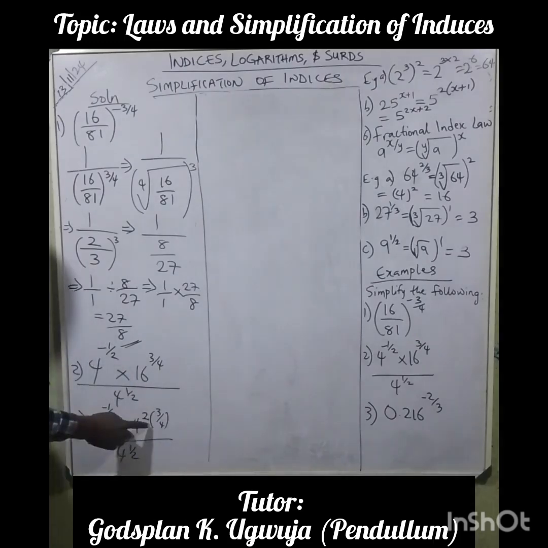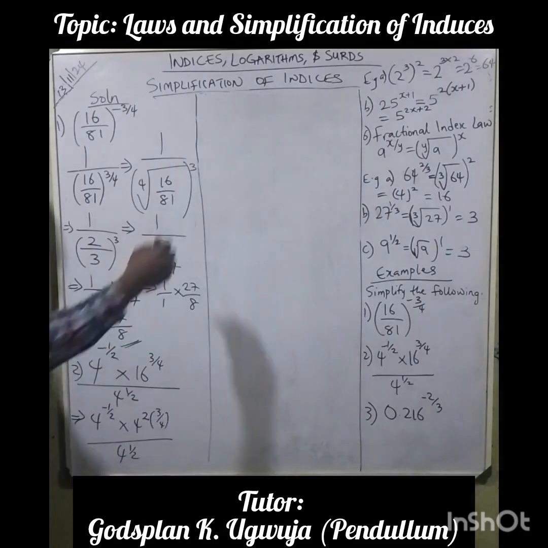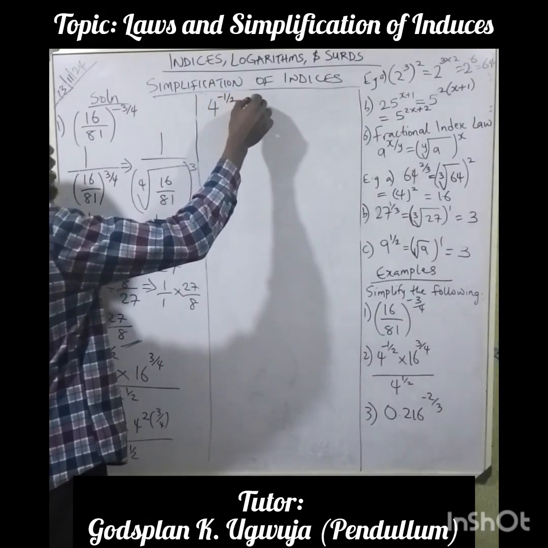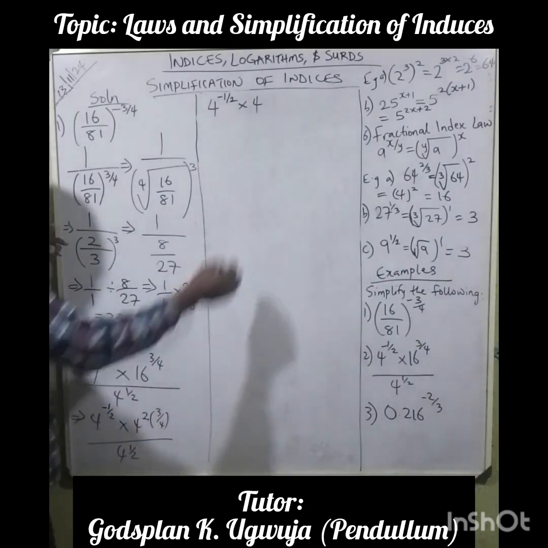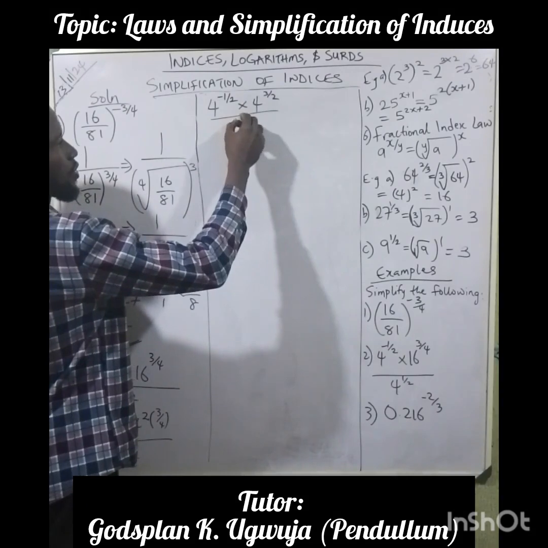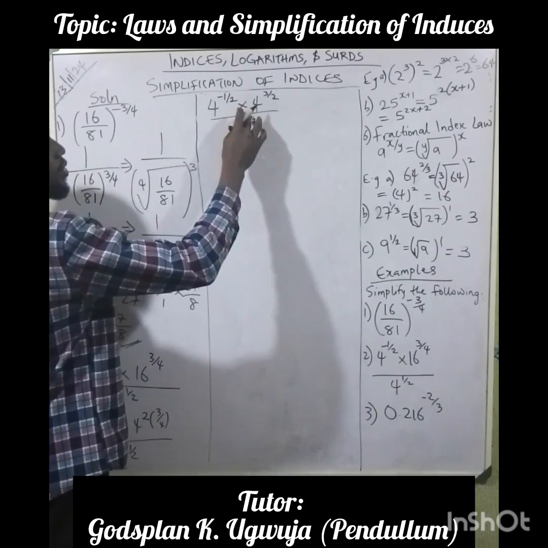now let's go on. Now we're going to open up this power. I mean, just multiply this by this. So to multiply this, you can just cancel out 2 here, 1, 2 here, 2. So we're going to be left with 3 over 2 here. So that means I have 4 raised to power minus half times 4 raised to power 3 over 2 all over 4 raised to power half.